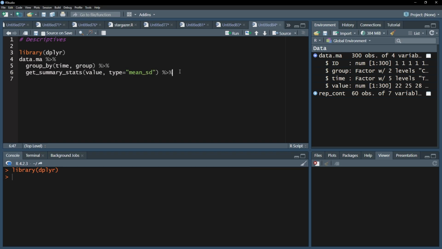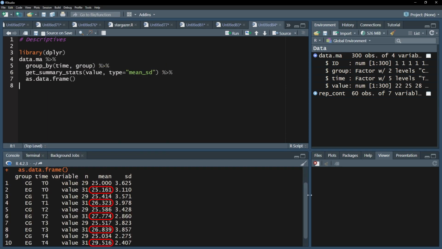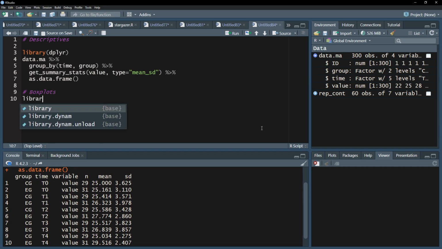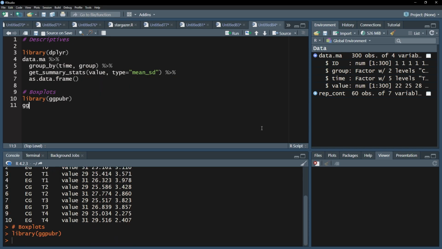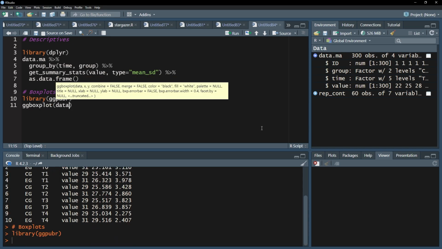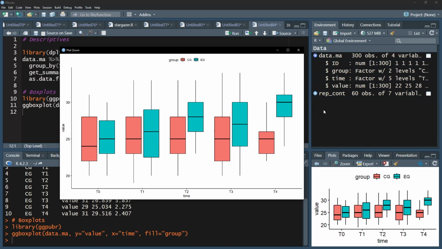With less complex models, one can usually see if trends might be present. In my case, the mean is slowly increasing for the experimental group, with a rather constant mean for the control group. You can also visualize the means for the 2 groups over time using box plots with the ggboxplot function. Simply put in your data frame, followed by the test variable as y, the time variable as x, and the group variable as the fill argument.